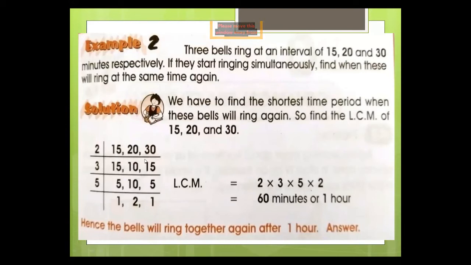30 divided by 2, then the answer is 15. Here you see that there are two 15s, and both of these 15s are not divisible by 2 but divisible by 3. Yes, then we take 3 as a divisor over here. 15 divided by 3 is 5. 10 is not divisible by 3, then we take 10 as it is. 15 is divisible by 3, then we divide 15 by 3, and the answer is 5.